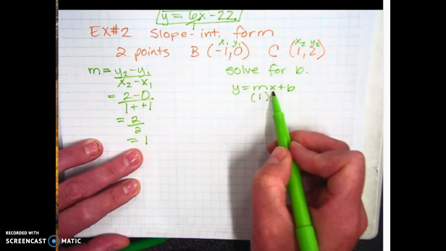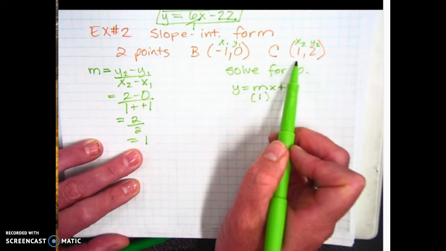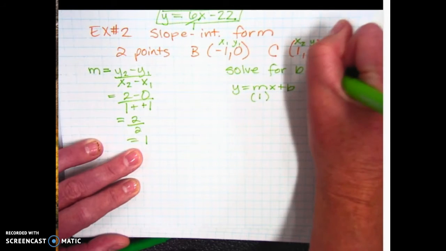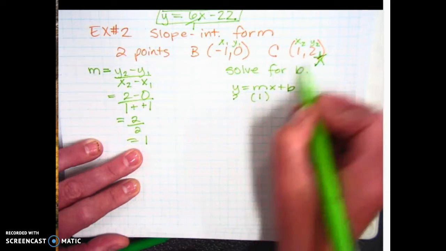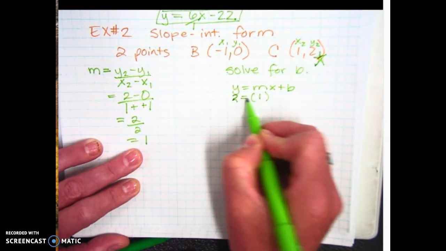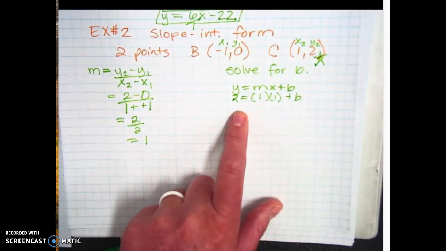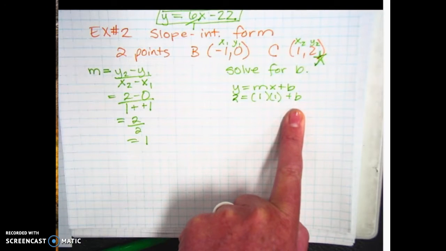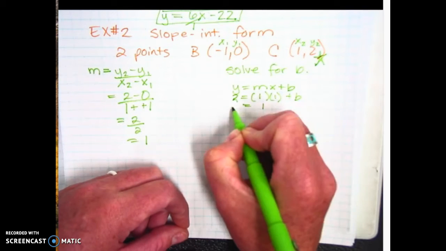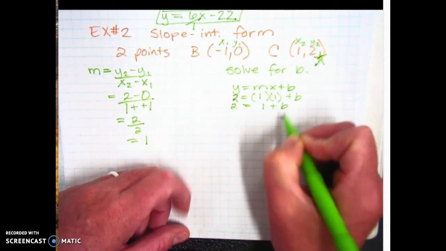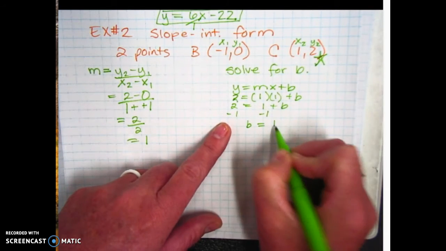Then we're going to plug in a point for x and y. You can use B or you can use C. I like C better, so I'm going to put a little star next to it so I know which one I used. I'm going to use the 2 for y and the 1 for x. And the only variable left is b. Okay? So we're going to solve for b. 1 times 1 is 1. So we have 1 plus b equals 2. So if we subtract 1, we get b equals 1 as well.